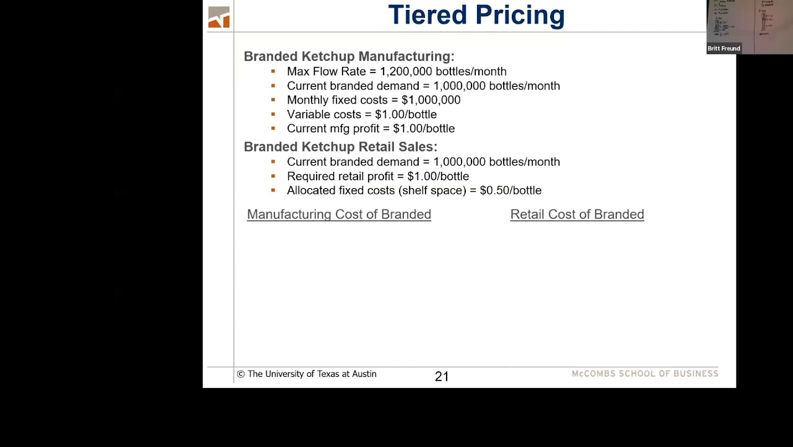Now, Lance paid a lot of attention in ops, okay? Sat right in front, asked lots of questions, was always awake. And he goes, you know, this sounds an awful lot like that incremental analysis that Britt was talking about. When I'm looking for selling new bottles to HEB, I don't have to consider the existing fixed costs. Those are already a sunk cost. They don't impact my incremental analysis.